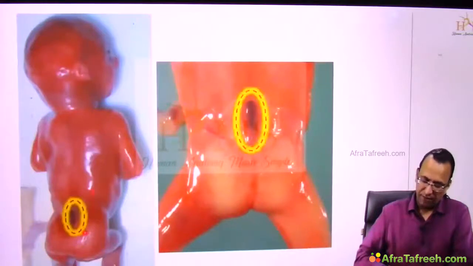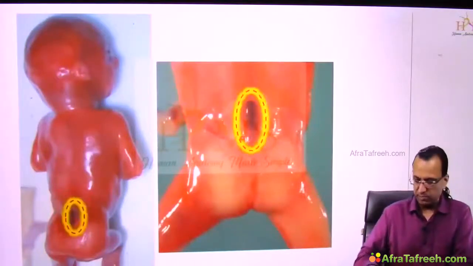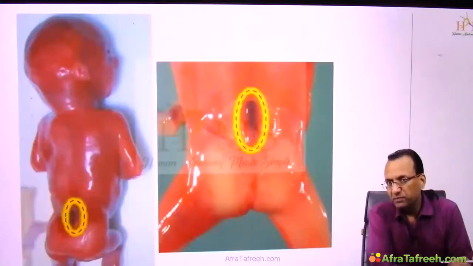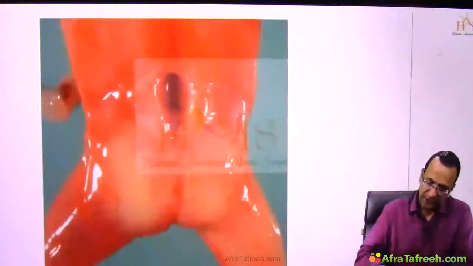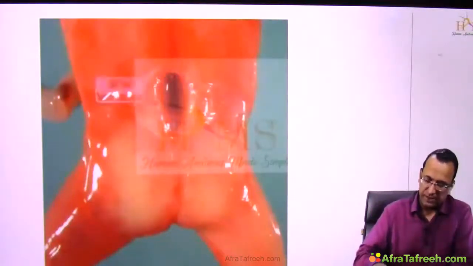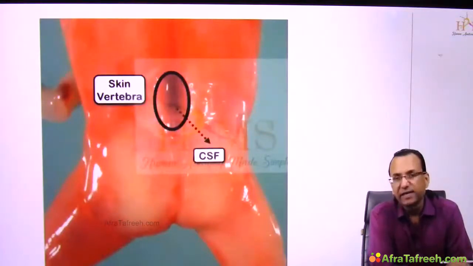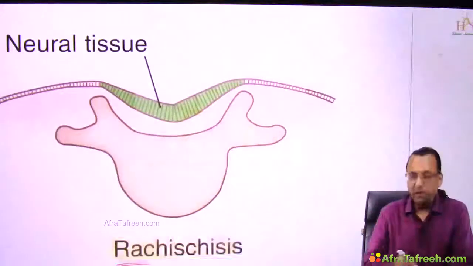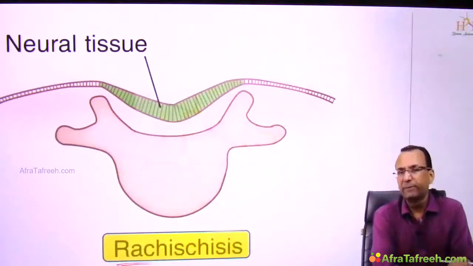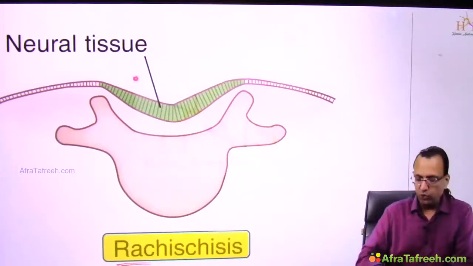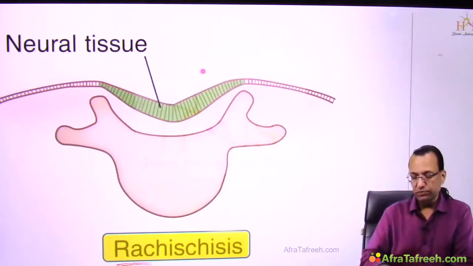So there is a defect in the skin, defect in the vertebra, defect in the spinal cord also. And what is leaking outside? CSF is leaking outside, and bacteria is leaking inside, killing the baby. Can you understand rachis, why it happens? Rachis happens because the neural groove never became a neural tube.